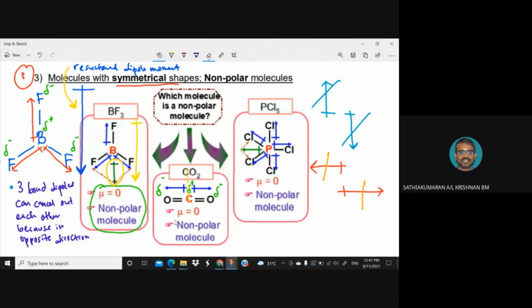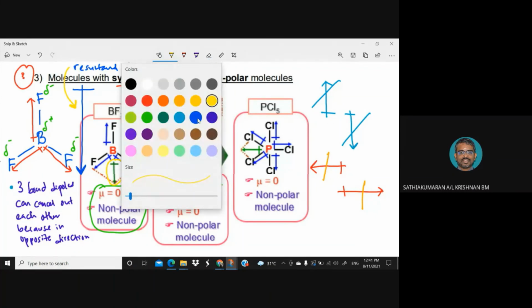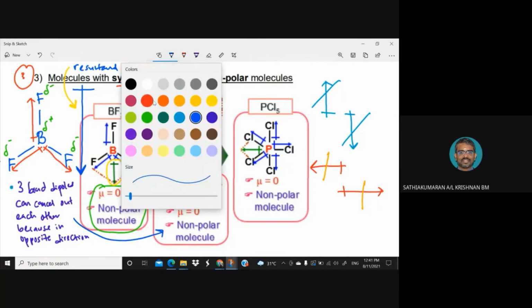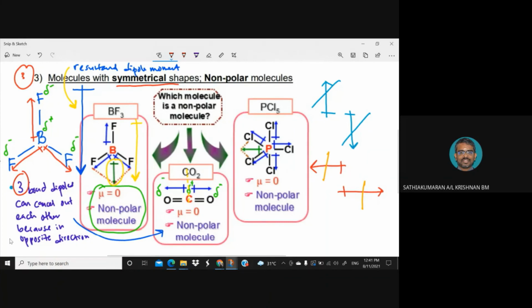Okay, it's symmetrical. So how to explain? You have to explain the same point. This point should explain here, but it's not 3. How many bond dipoles are here? 2. So 2 bond dipoles can cancel out each other because they are in an opposite direction. If they can cancel out each other, the mu is equal to 0. So this molecule is a non-polar molecule.